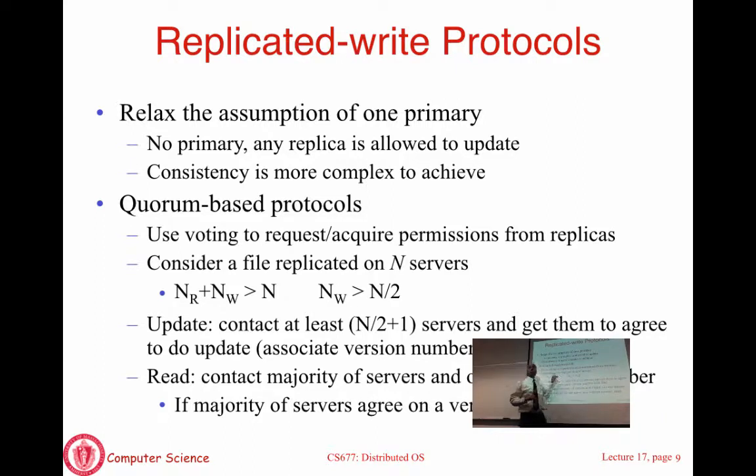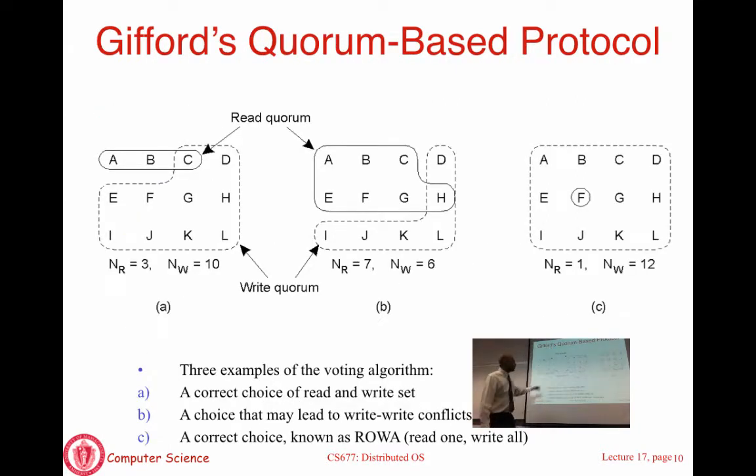But to also succeed, you want to also have this other property: NR plus NW greater than N. Those 2 properties were satisfied here. We set write quorum to 10 and read quorum to 3 so that it worked well. Here's the third case, where we have set the write quorum to be 12, the entire set of servers, and in that case we can set the read quorum to 1.